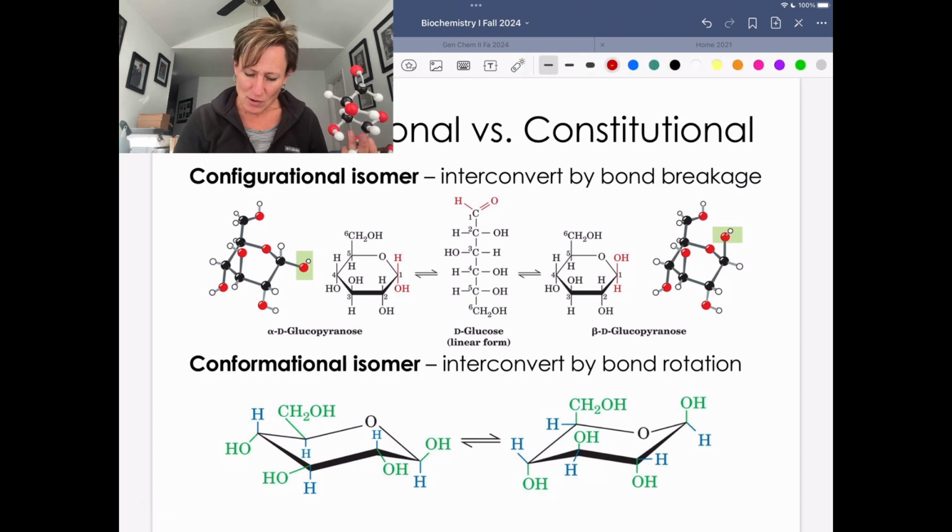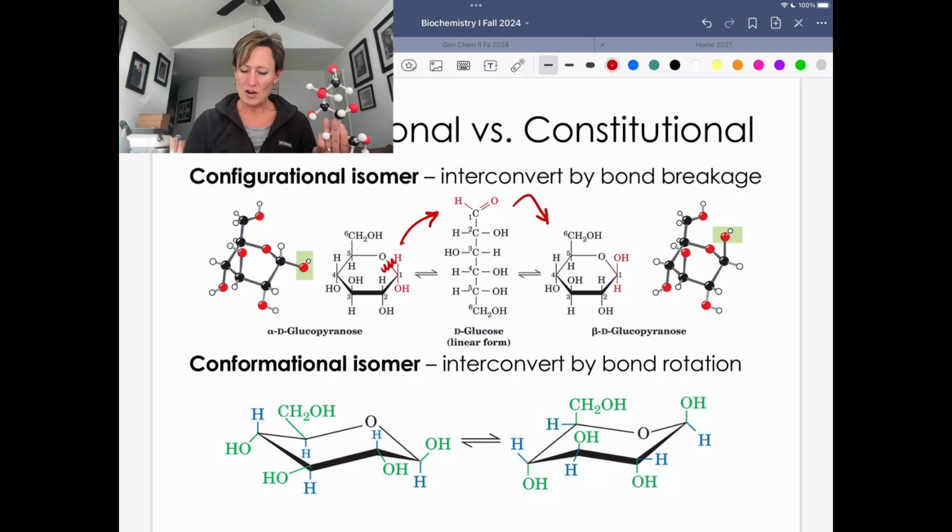So if I want to interconvert between my alpha and my beta glucopyranose, I would have to break this bond, go back to a linear open chain form, and then I would need to reform that anomeric bond. Again, right there, I would need to reform that by attacking from the opposite face. So I can only interconvert those by bond breaking, okay?